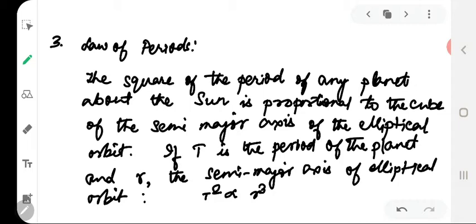So if T1 and T2 are the periods of any two planets and R1 and R2 the respective semi-major axes of their orbits, then we can write down T1 square by T2 square equal to R1 cube by R2 cube. Now actually R will refer to the average distance of the planet in place of semi-major axis. Further, if the orbit of the planet is taken as circular, R will stand for the radius of the circular orbit. These three laws together constitute Kepler's laws of planetary motion.